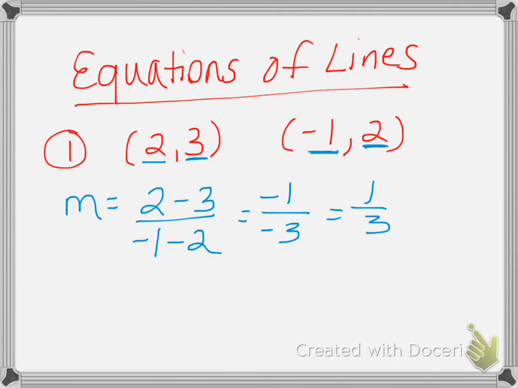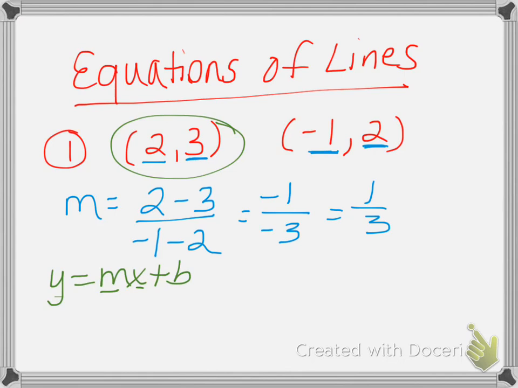Alright, then I normally use y equals mx plus b. You can use point slope formula if you remember that. But with y equals mx plus b, we have the m, but then we also need the x and the y. You can pick whichever point you want. I'm going to use the 2, 3. 3 equals 1/3 times 2 plus b. So 3 equals 2/3 plus b.